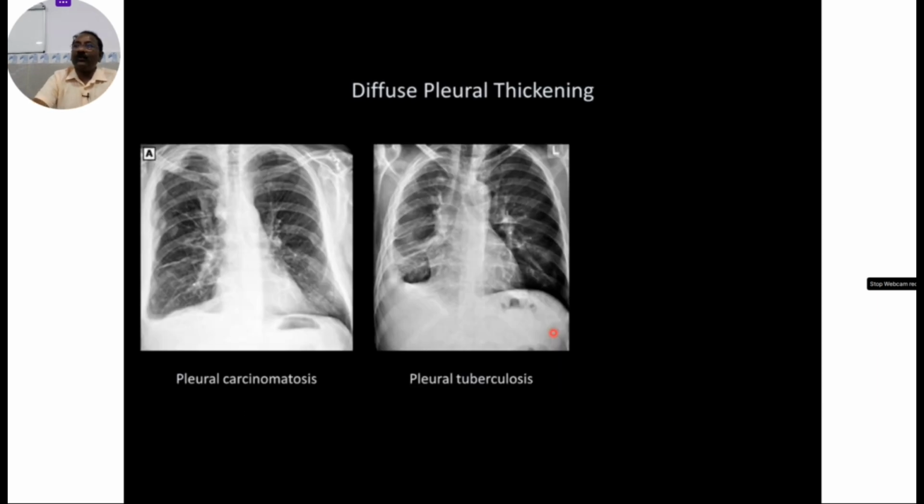So this is the diffuse pleural thickening. See the pleural carcinomatosis. This is the pleural carcinomatosis. And this is the pleural tuberculosis. So I am not able to appreciate, I don't know what is the difference between these two. But definitely the history will tell you something about whether it is tuberculosis or carcinoma.